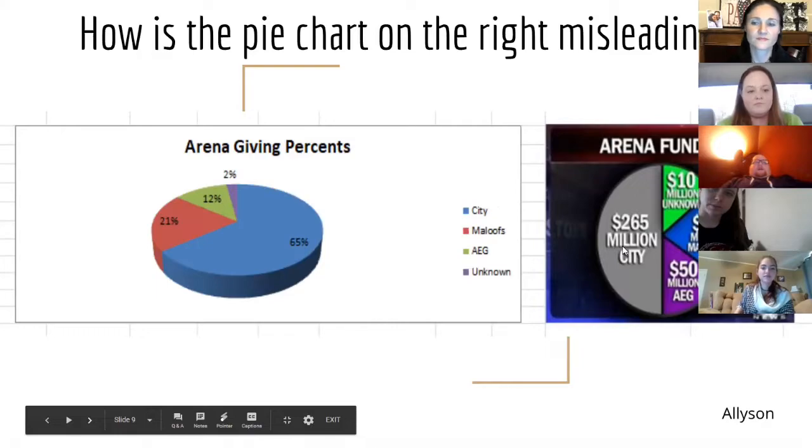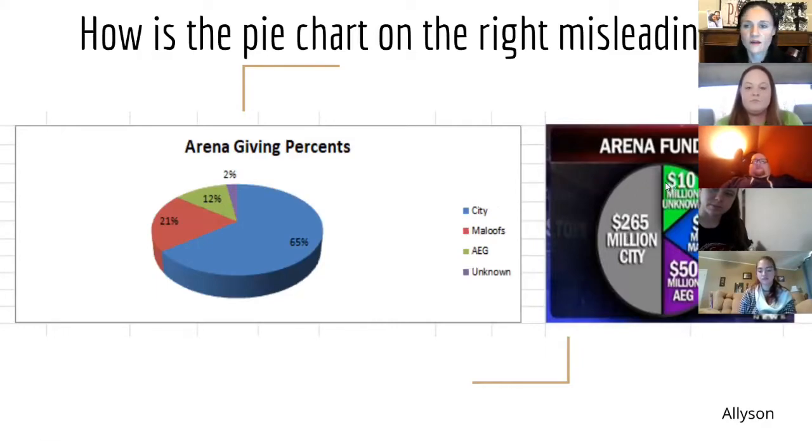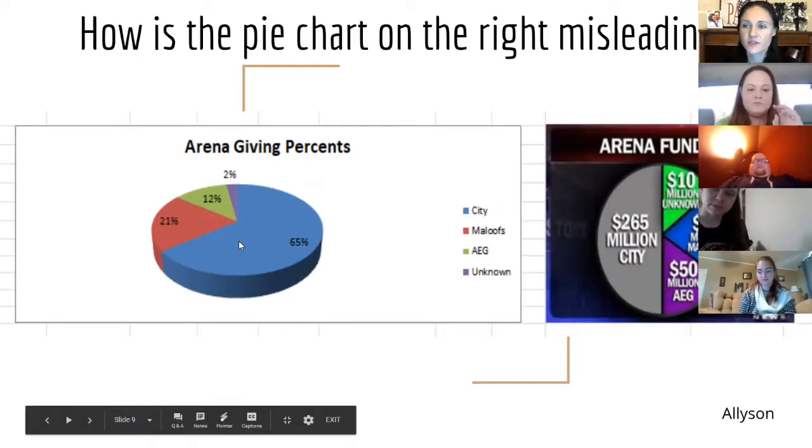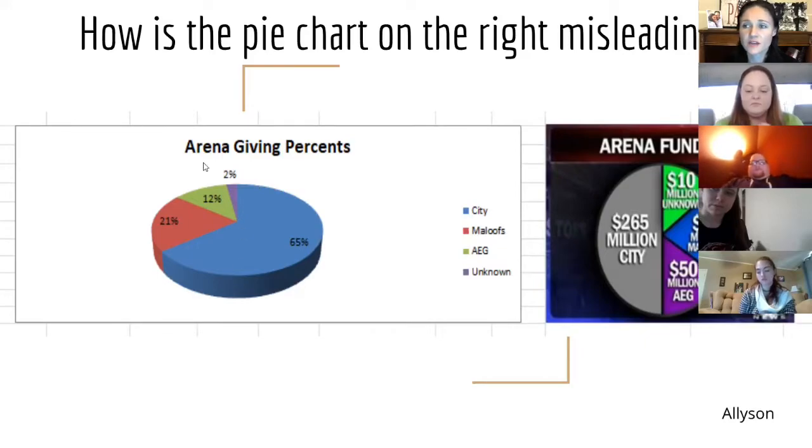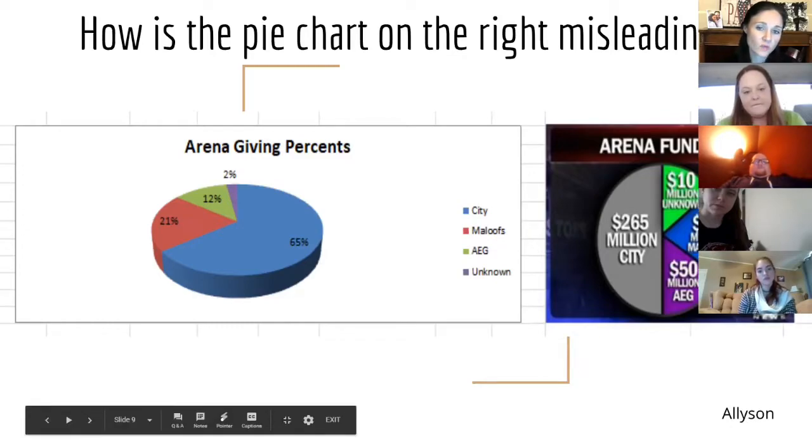Hey, Allison, how is the pie chart on the right misleading? Okay, so as you can see from the chart on the right, the city gave $265,000. It appears at first glance that it would have only been half of the total giving. However, if we recreate the chart with accurate numbers, the city in fact gave 65% of the total funds raised. So we can see here that it is quite a bit more than just half, which is represented in the pie chart on the right.